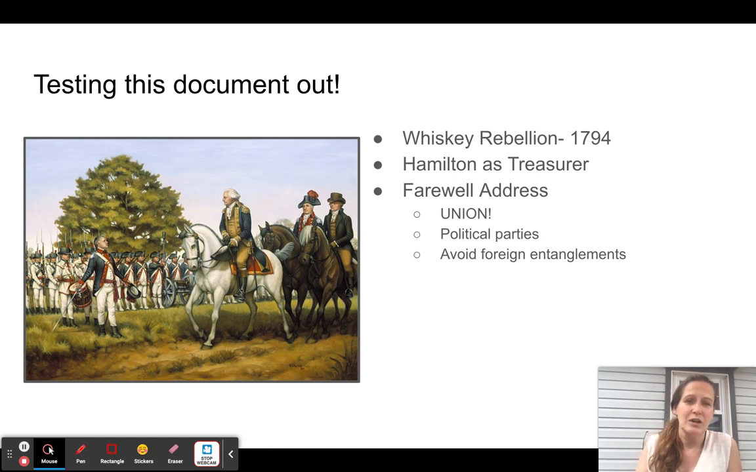And then he also warned against foreign entanglements. Don't be getting into alliances with foreign countries, primarily because we're still a young country. We don't even have a standing army, and we didn't have one for a while. It's just not a good idea. We're a young country. Stay away.